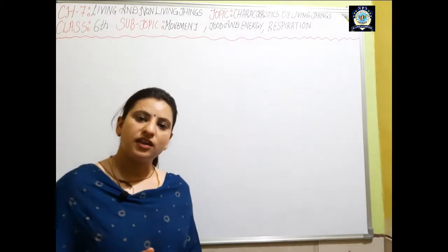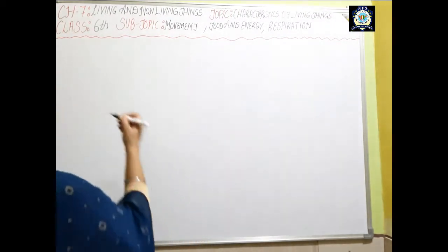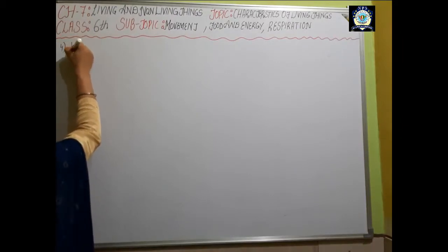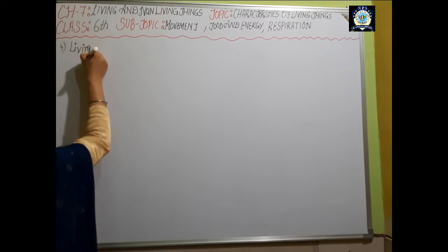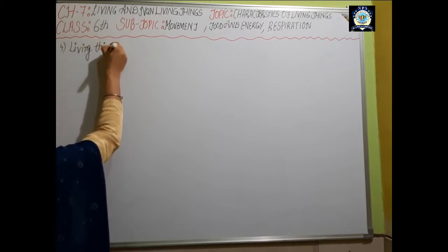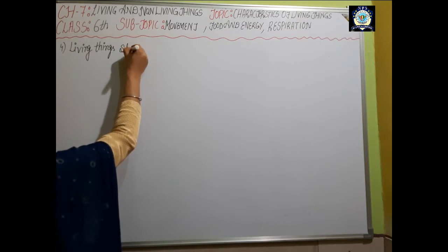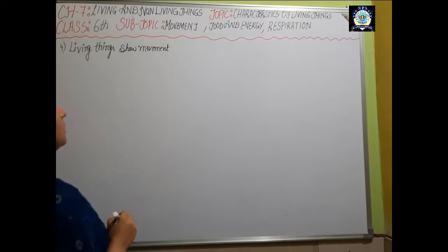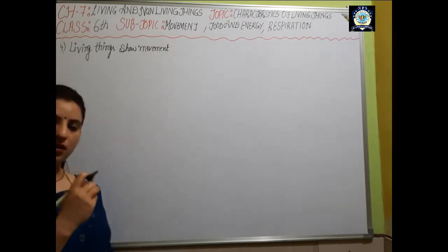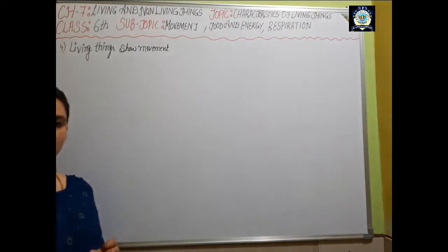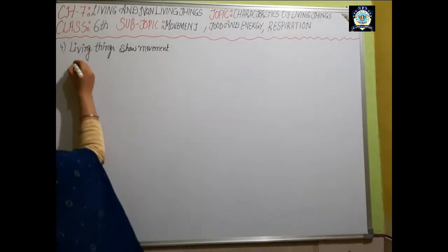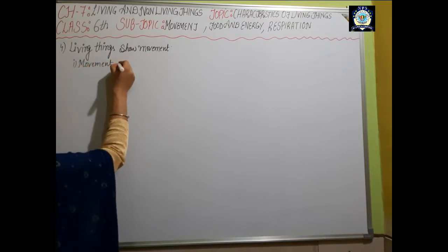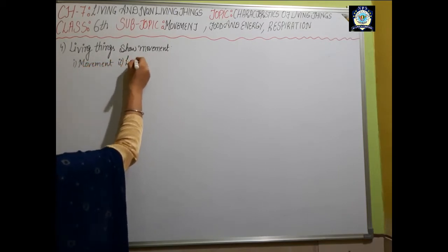So let's begin with the first one, or I will write it, the 4th characteristic, that living things show movement. Now in this category of movement, we will discuss 2 terms. First we will discuss what is movement, and second we will discuss what is locomotion.